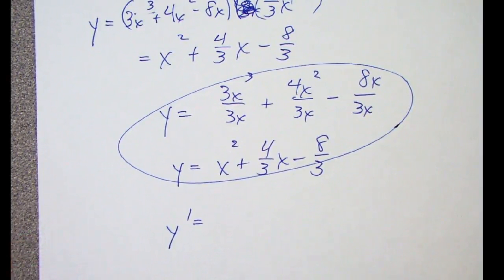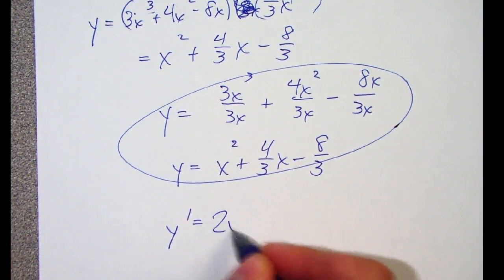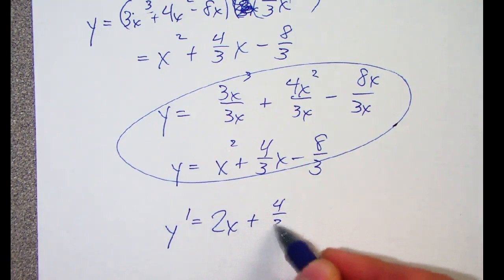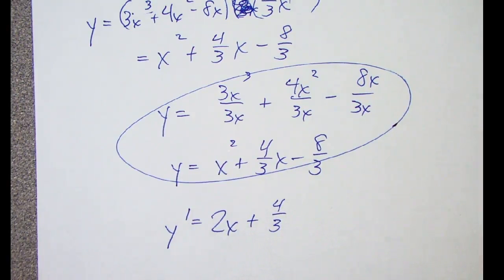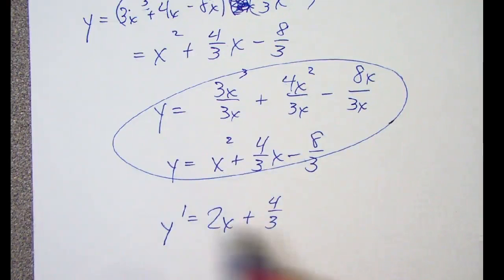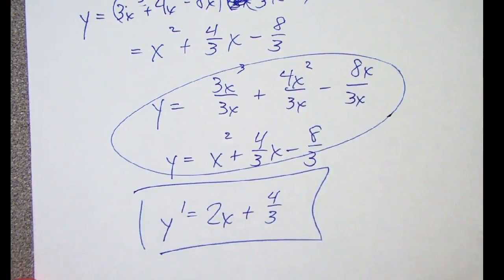So what's the derivative of x squared? 2x. What's the derivative of 4/3 x? 4/3. What's the derivative of negative 8/3? 0. Why? Because that represents what? A horizontal line, which has a constant slope, but more importantly, a slope of 0. And this is the answer that I want you to get to. There's just 2 ways to get to it.